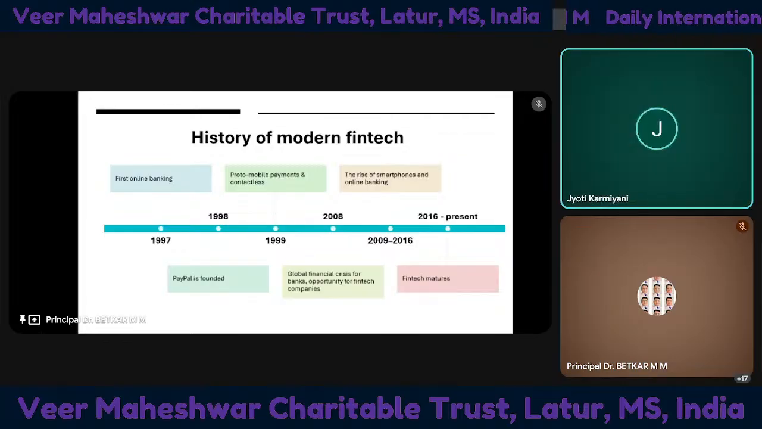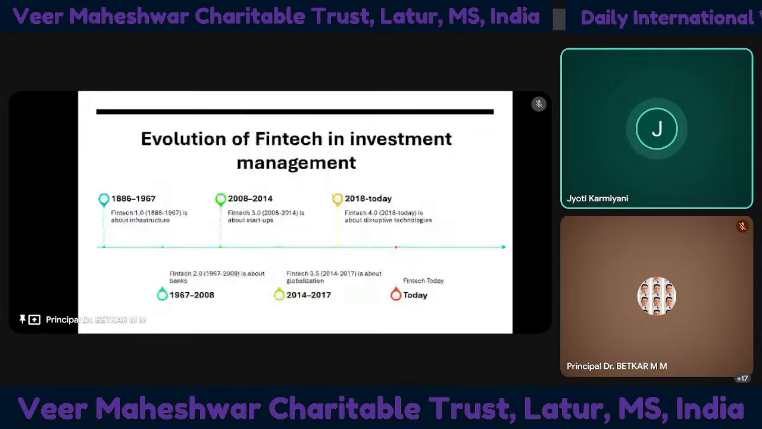Extremely sorry. The third version of the fintech we have observed is from 2008 to 2014. It is about startups. It was the release of Bitcoin in 2009 and the subsequent cryptocurrency boom and bust, which had a significant impact on the financial world.